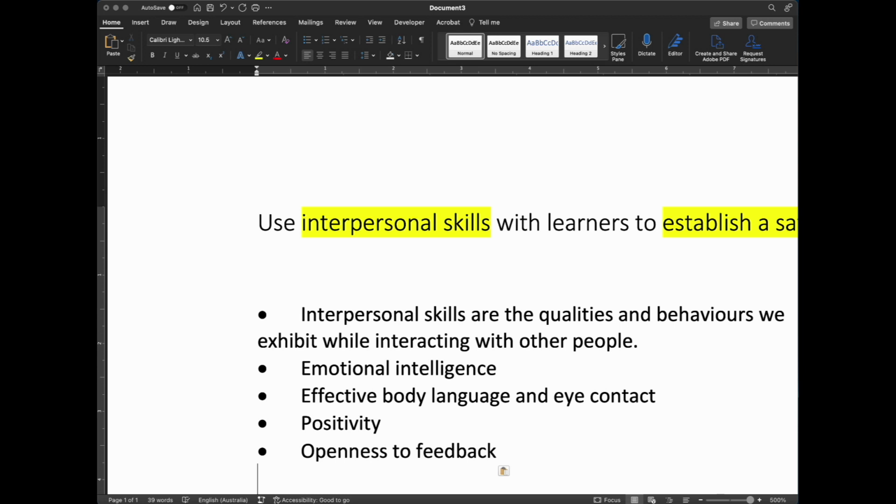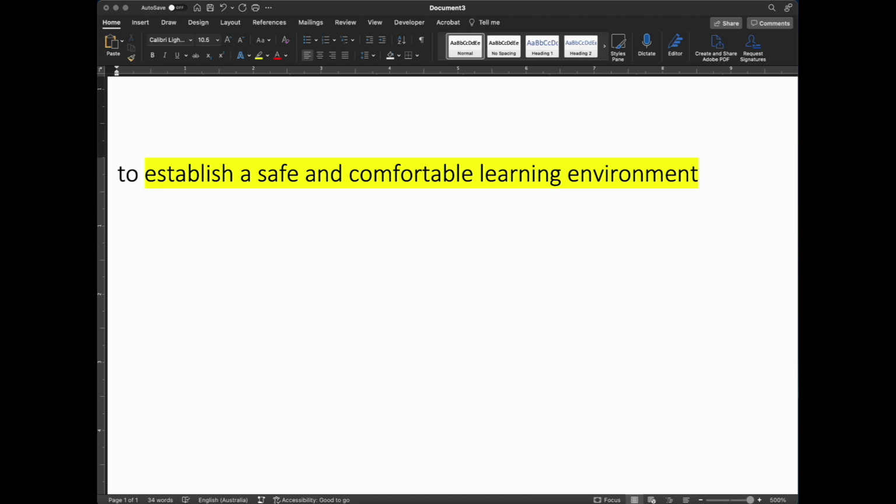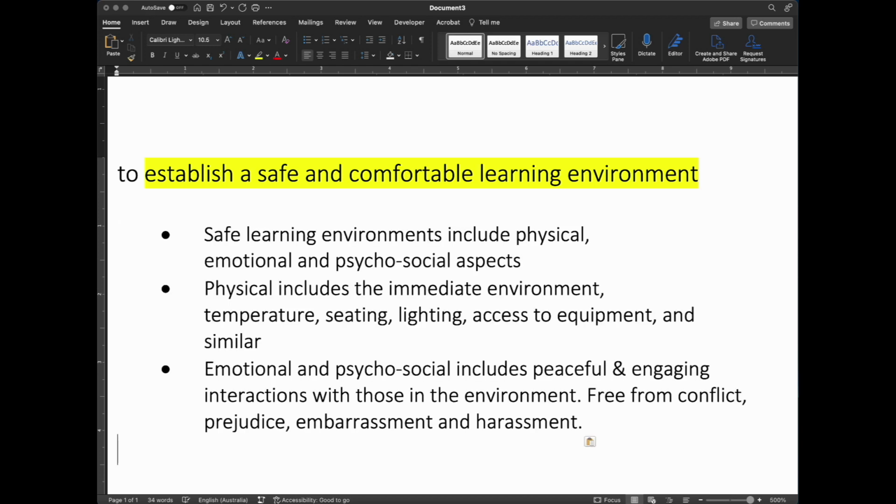Let's look at the next part we've underlined here: establishing a safe and comfortable learning environment. Safe and comfortable stands out to me. We need to make sure that our observations can witness what it means to have a safe and comfortable learning environment. Again, we get that definition from our content, whether it's in a learner guide, textbook, facilitator's notes, and so on. From the content of this particular course, a safe and comfortable learning environment includes the following.